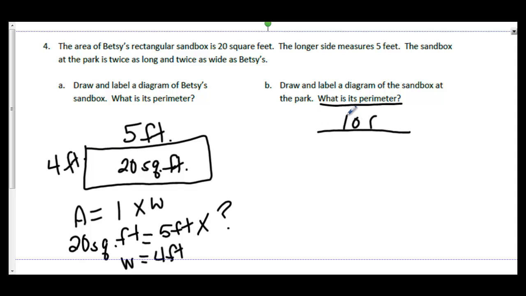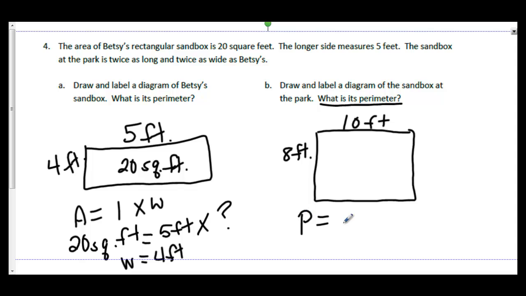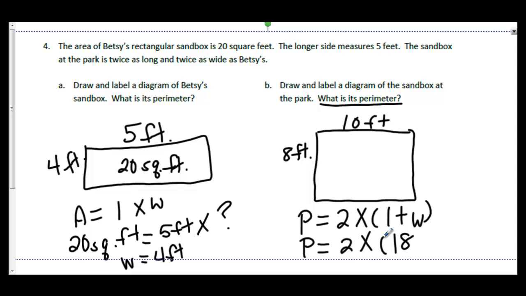So this would be 10 foot because that's twice 5 foot. And then it would be 8 foot wide because that's twice 4 foot. And it says what's the perimeter. So the perimeter is 2 times length plus width. So the perimeter is 2 times 18. I just went ahead and skipped, 8 plus 10 is 18. So the perimeter equals 36 feet.